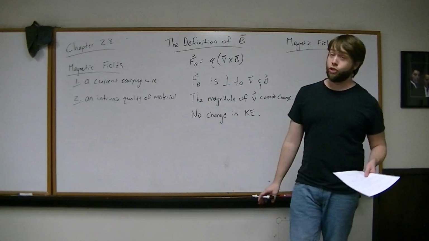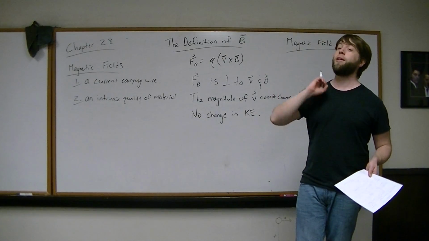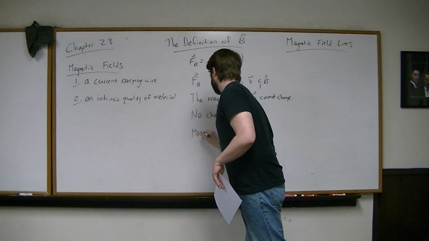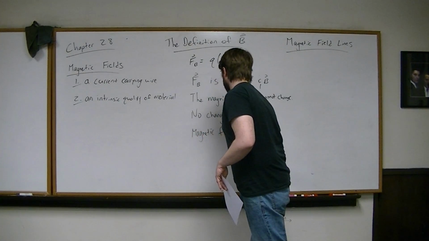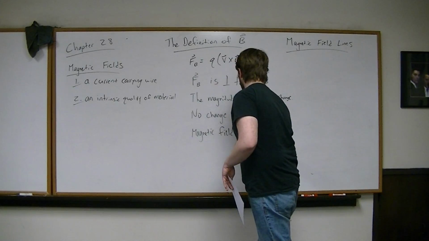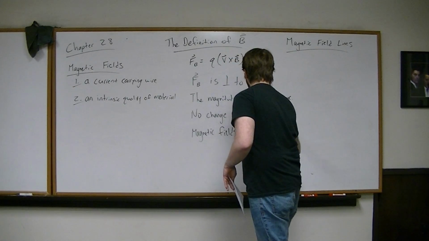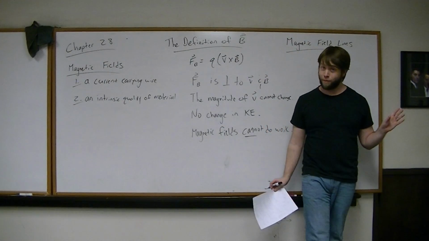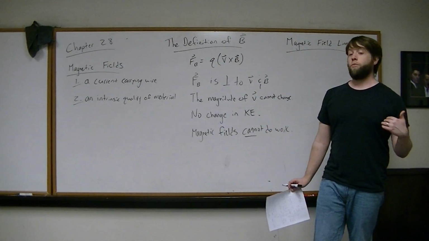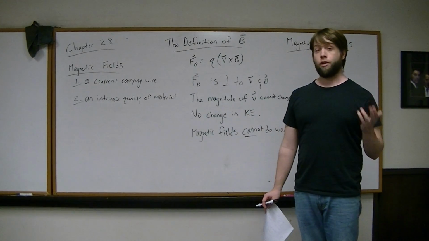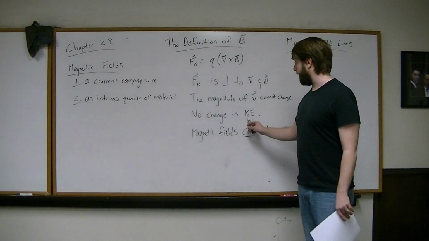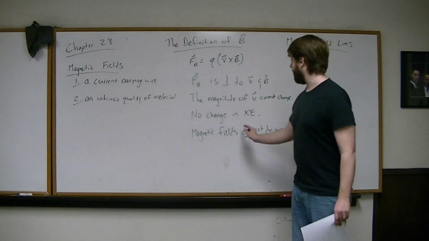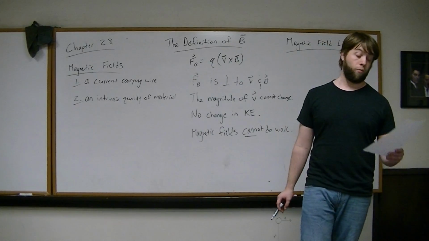Now, if there's no change in the kinetic energy, then this is the big leap in logic. Magnetic fields cannot do work. Go back to last year, I'm sure you guys all remember. We said that work done changed the kinetic energy of our object. If we cannot change the kinetic energy of our object because we cannot change the magnitude of v, what that means is that a magnetic field cannot do any work, okay?